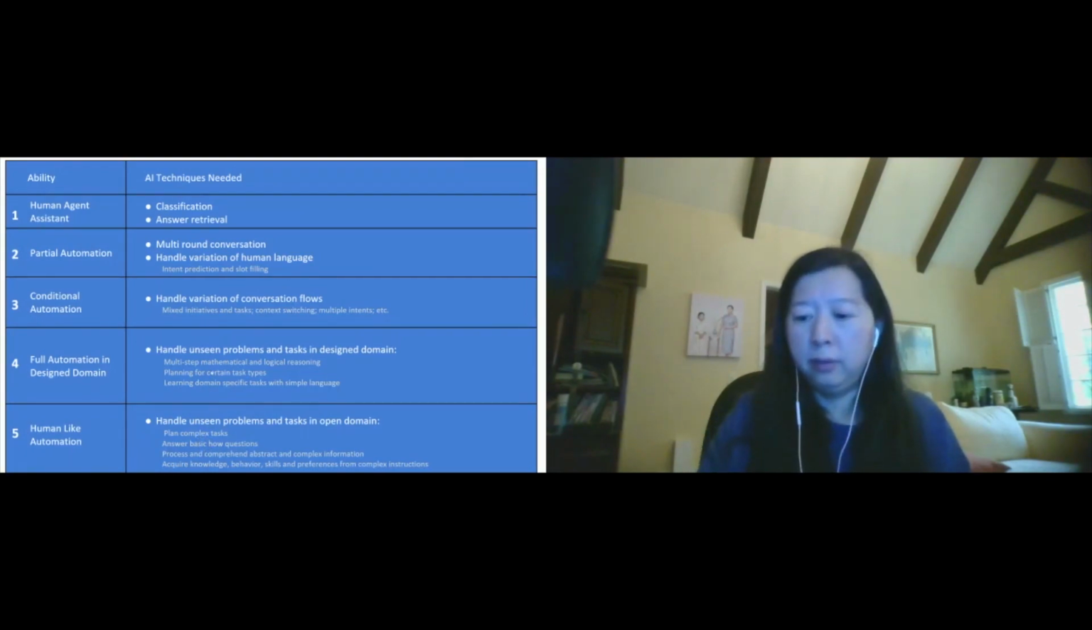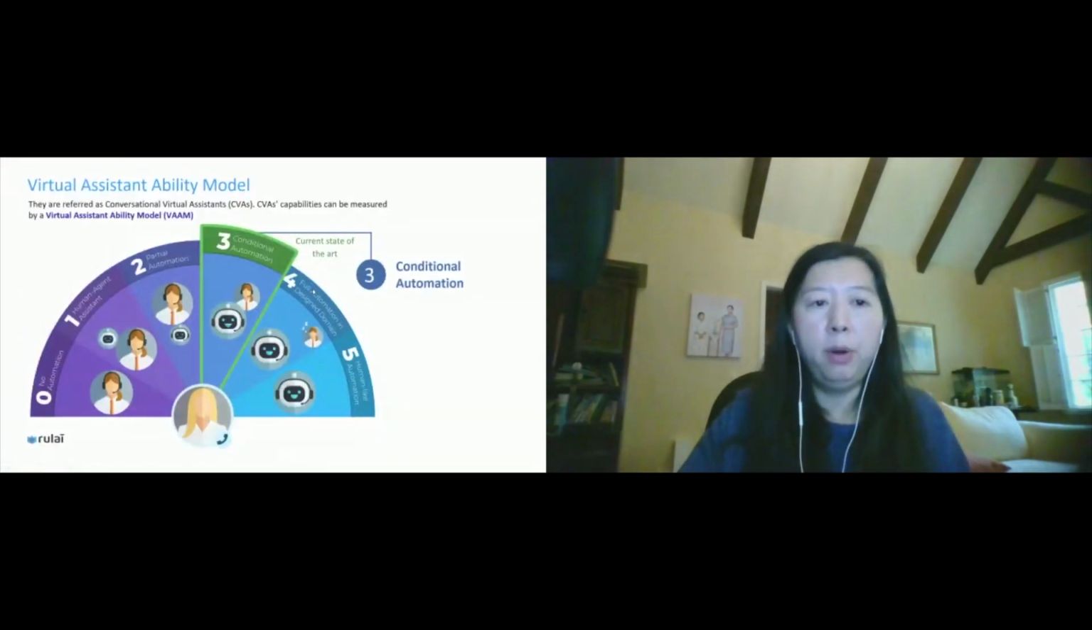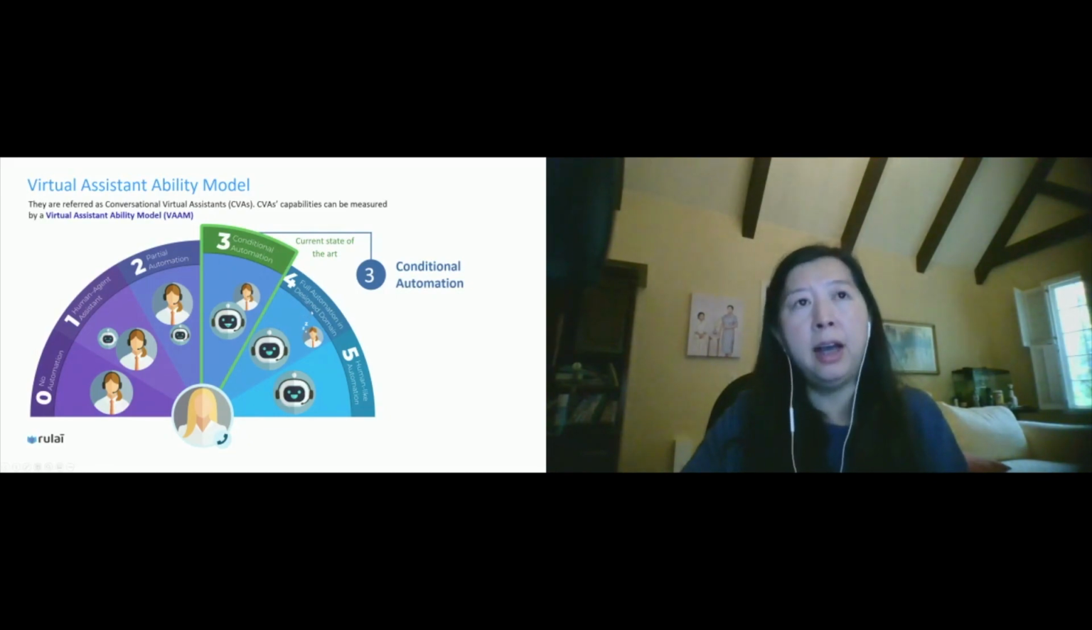And if you look at the virtual assistants deployed, we think most of the virtual assistants on the market are either level 1 or level 2, and level 3 is the state of the art. And we are also working on some of the level 4 technologies. So some of the properties of handling unknown and unseen problems are rolling out over the following years. Okay. In general, the state of the art is level 3.